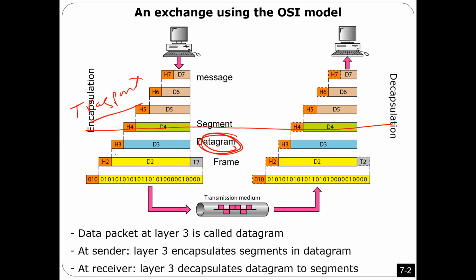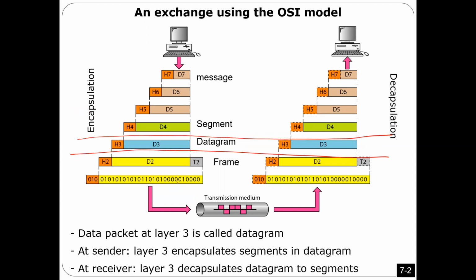Just names, but as you see here in the encapsulation and decapsulation, as I explained before, we are going to focus on layer number three. Layer number three should receive a segment from layer number four, the transport layer, and then it has to encapsulate this segment into what we call a datagram. Same here, it is going to do the opposite, the decapsulation.